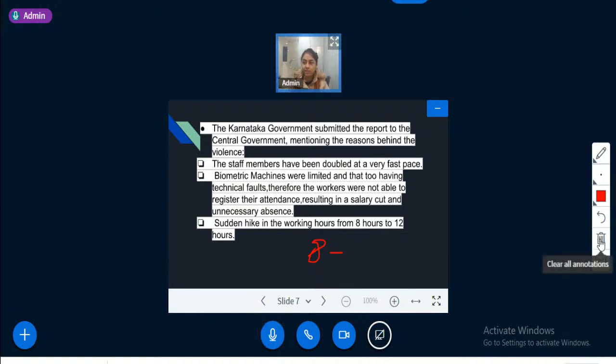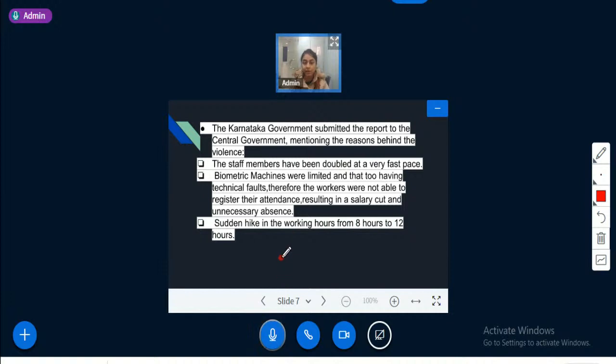So obviously a labor salary itself is very less, and if they are unnecessarily losing their salary despite coming to the campus every day, they will be frustrated. So therefore biometric machines are limited, and that too having technical faults. Therefore the workers were not able to register their attendance, resulting in a salary cut and unnecessary absence. Clear?